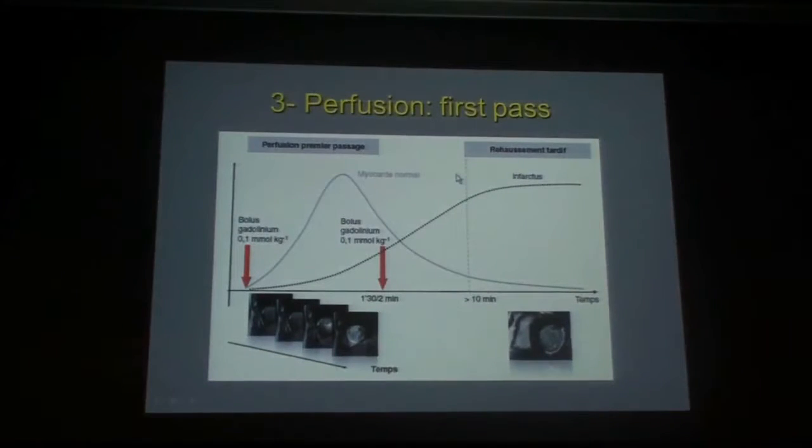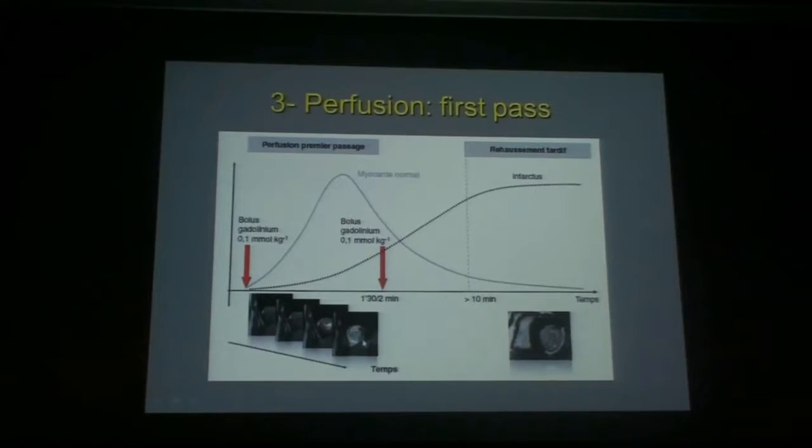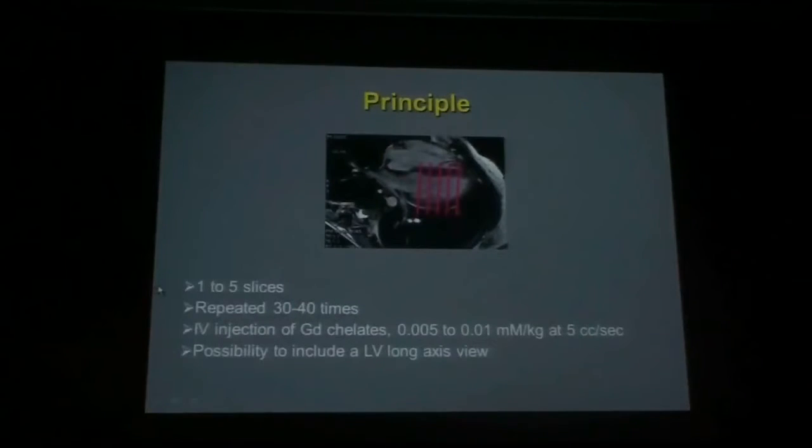So perfusion. Perfusion, you're doing a first pass, and with your first pass, you're injecting gadolinium at a dose of 0.1 millimole per kilo. You're going to inject the contrast. You're going to get an enhancement of your myocardium, and then this enhancement is going to go down again. This is what you're going to look for, because an area that doesn't have a correct perfusion is not going to be correctly enhanced. This is what you see with this dotted line, and you're going to see that as a low signal segment that won't be enhanced by perfusion.